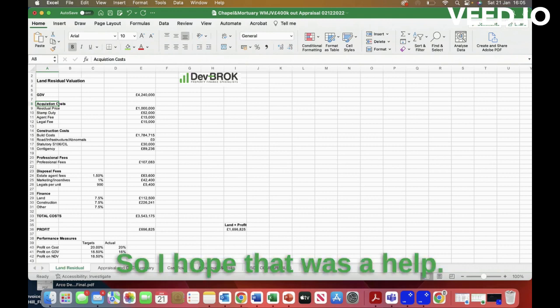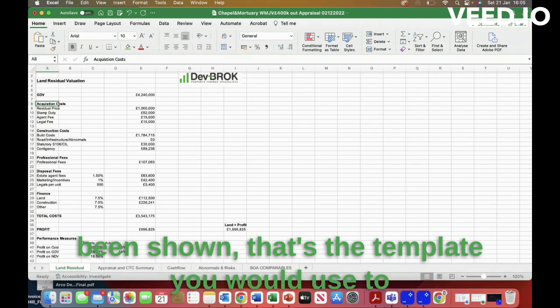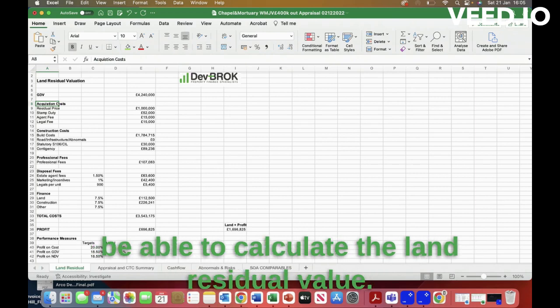So I hope that was a help. As you can see from the template that's been shown, that's the template you would use to be able to calculate the land residual value.